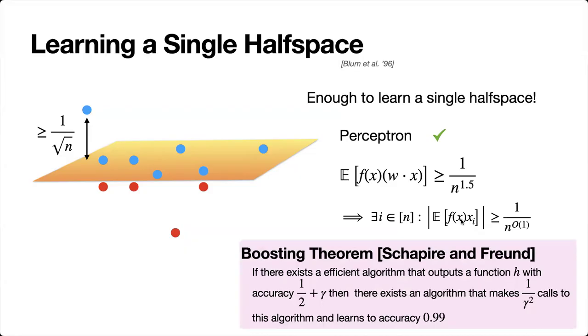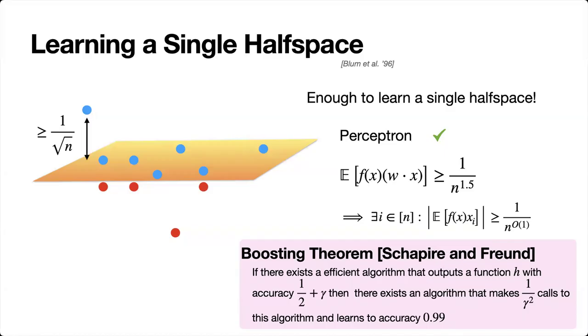Now, it turns out that if you can give me a function that's slightly correlated, you can boost this to learn to a higher accuracy, so 99%, which is what we wanted. Particularly these results of Schapire and Freund say that if you can do slightly better than random, 1/2 plus gamma, then I can call this algorithm 1 over gamma squared times and learn to high accuracy. So in particular, I'll call this procedure roughly polynomially many times and get an algorithm to learn half spaces in this way. Great. Does that make sense?